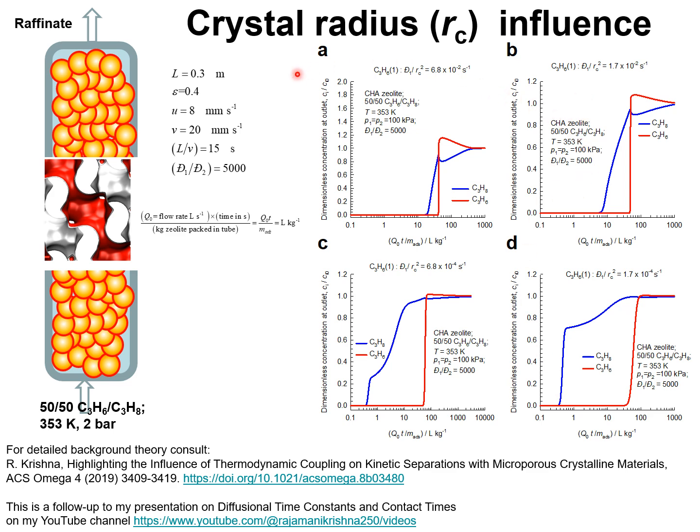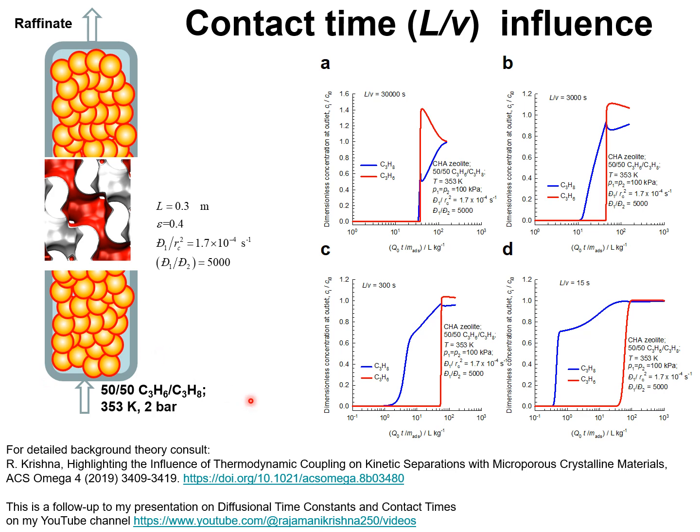So the important takeaway message from these simulations is that for kinetic separations to be effective, we need to choose the particle size carefully, and the diffusional influences should be strong enough to lead to large differences in breakthrough times for propane and propene. There is another important factor that determines the strength of diffusional influences in kinetic separations, and that is the contact time between the gas mixture and the zeolite or morph that is packed within the tube.